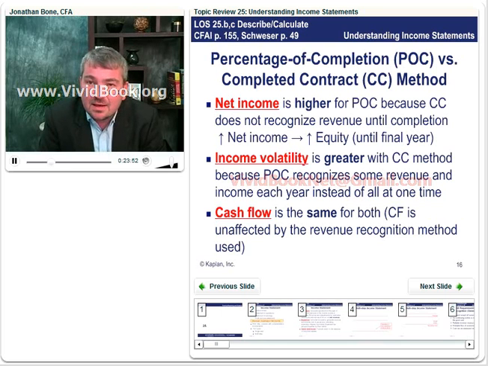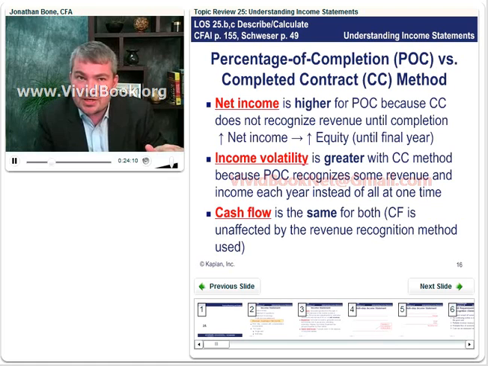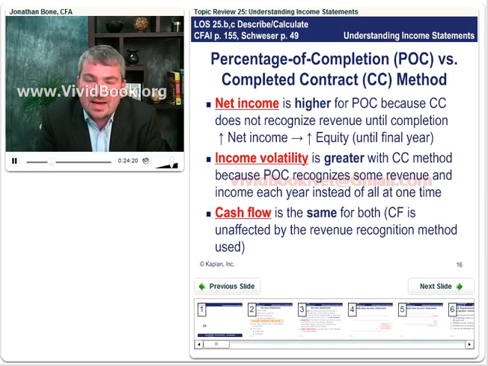Income volatility, of course, is going to be much greater under completed contract because nothing hits the income statement at all in the phases of construction until that contract is finally complete and sold, and then bang, you get all of your profit going through there. So much more volatile earnings, whereas percentage of completion spreads that profitability over the life of the contract, giving you less volatile earnings. And remember, what is volatility? Volatility is risk. So we're going to have a less volatile and, as a result, less risky income statement for our shareholders under percentage of completion rather than completed contract.